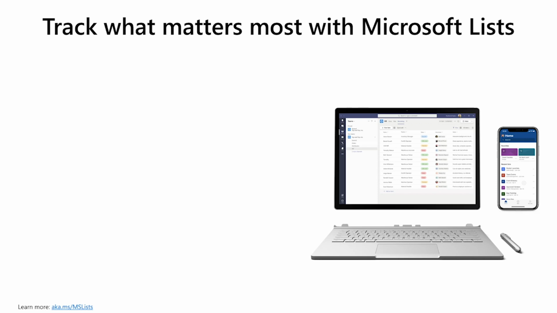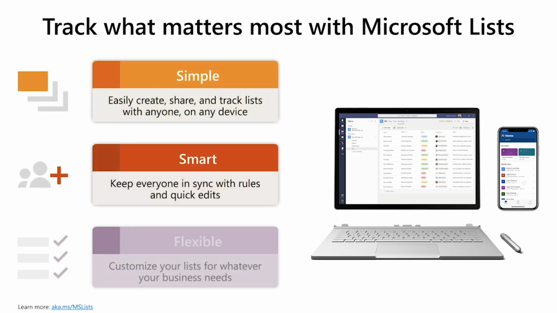So what are lists about? Lists are all about tracking what matters most. Introducing Microsoft Lists, which is a Microsoft 365 app that helps you track information and organize your work. Lists are meant to be simple, smart, and flexible so you can stay on top of what matters most to your team.